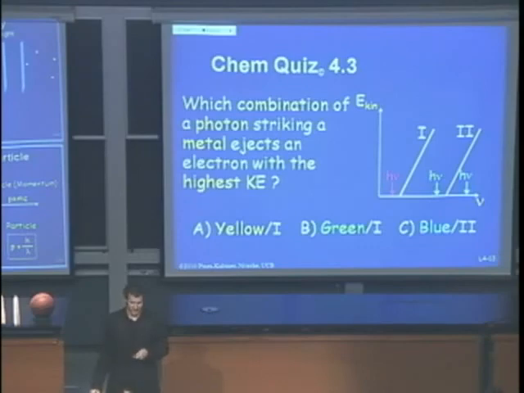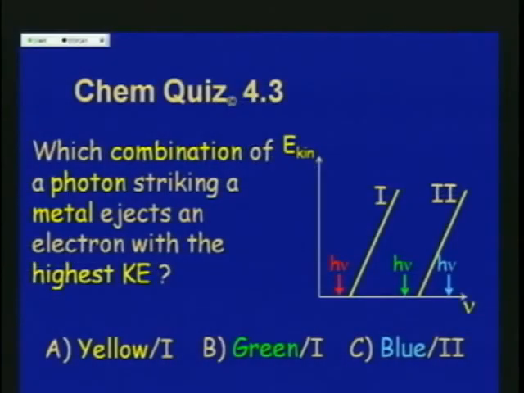So one more question. Let's see if we can get this on the first go. So remember we were talking about different metals and different work functions. So I've got metal 1 and metal 2. They have two different work functions, right? Which is the amount of energy it takes until electrons start getting emitted. We got kinetic energy of the electron here, frequency here. Which combination of a photon striking a metal ejects an electron with the highest kinetic energy?